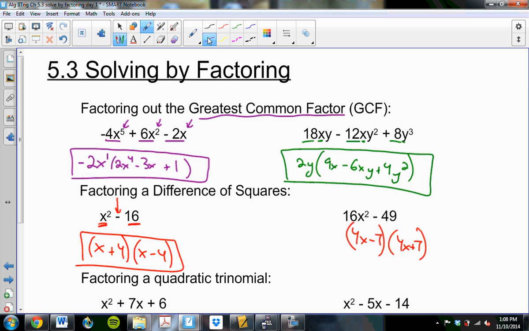And if this is like 16x squared minus 49y squared, or even 16x squared minus 49y to the 6th, I apologize for just saying heck, that was inappropriate.